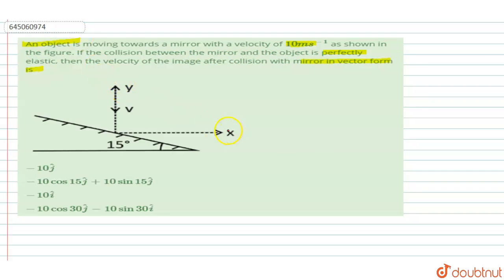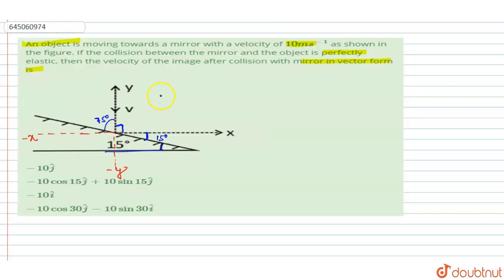This is the y-axis, this is the x-axis, and this is the positive x-axis, then definitely this is the negative x-axis, and this is the negative y-axis, minus y and minus x. This is 15 degrees, and the x-axis is parallel to this plane, then definitely this is 15 degrees, and this is perpendicular, and the whole angle is 180 degrees, then definitely this is 75 degrees.